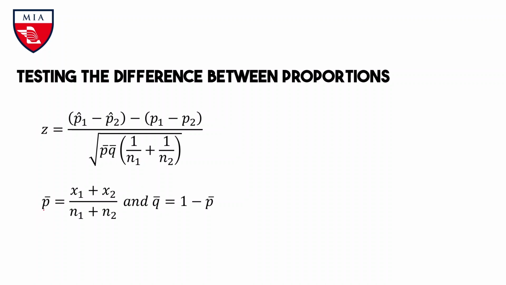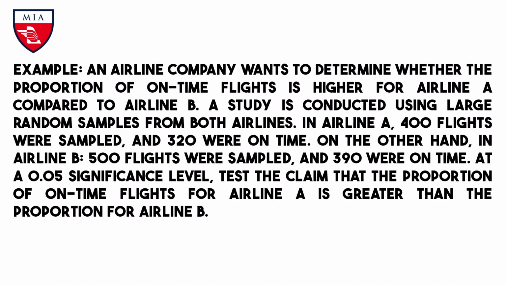So our p bar is equal to x sub 1 plus x sub 2, or the number of successes in a certain problem, all over n1 plus n2, or our sample size. In our q bar, like I said, always remember that q is equal to 1 minus p. Okay? So let's have an example here.